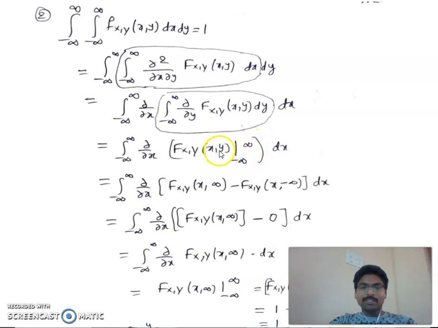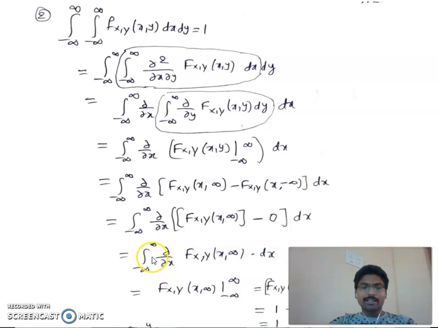Right. So that's why in place of y we are substituting the limits: F_X,Y(x, infinity) is the one limit, minus F_X,Y(x, minus infinity), that is the other one. Here we know F_X,Y(x, minus infinity) is 0 from the properties of the joint distribution function. Now it is the derivative of F_X,Y(x, infinity) with respect to x, integrated dx.